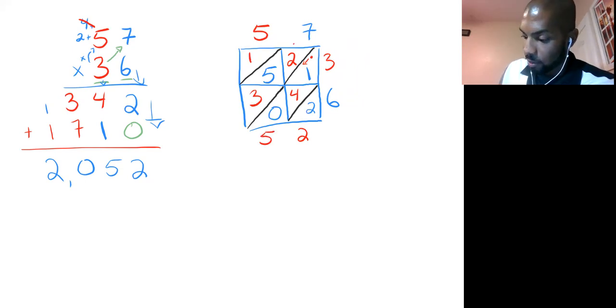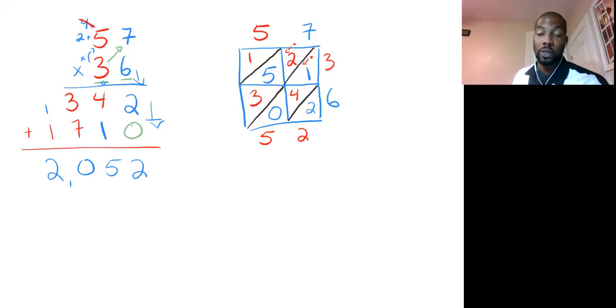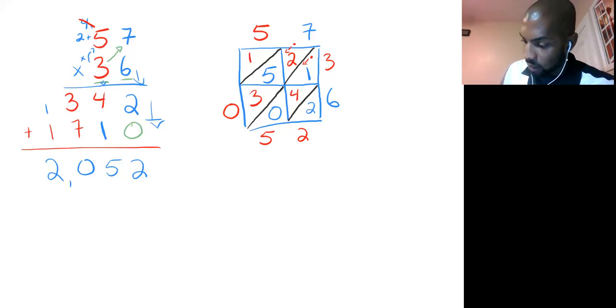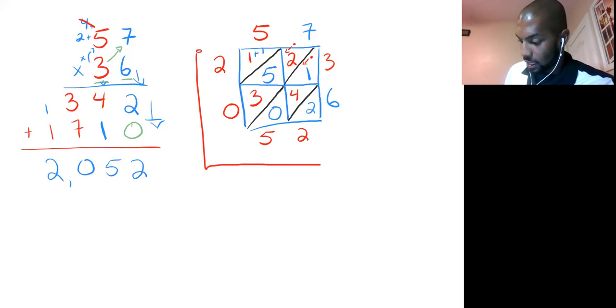The next one, I start up here and I go down. I say 2 plus 5. 5 plus 2 is 7. 7 plus 3 is 10. I have a 0 here for the 10, and then I just add that 1 to the top column here, and I continue doing it. 1 plus 1 is 2. And now I just start here and I drag it across. I have my numbers in order. That is 2052.